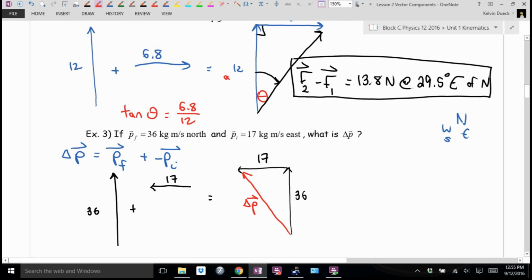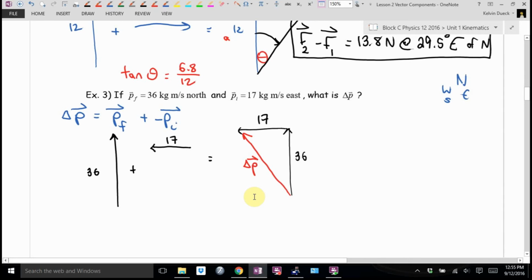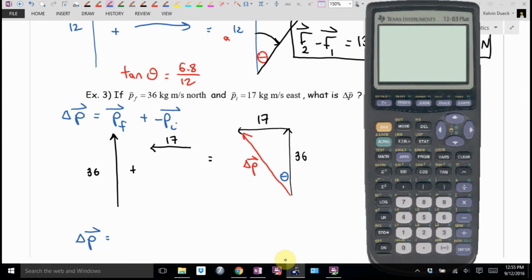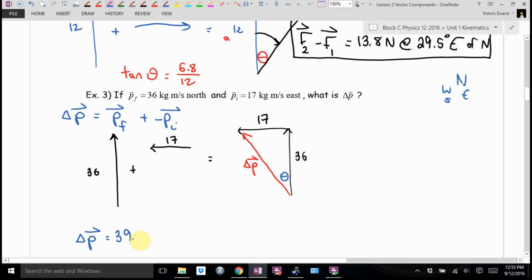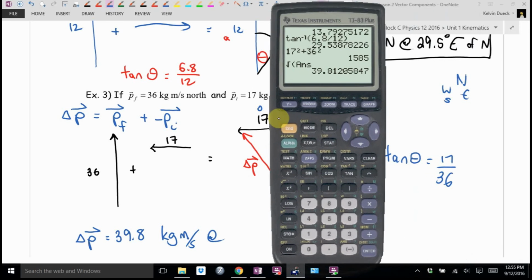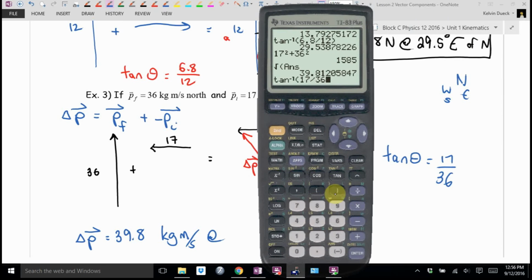What is it? Let's get tricky. Let's do the trig. In fact, if you want to do this on your own, go ahead. I'll do this up here if you get stuck. Also remember the angle is always where it's coming from. So the change in momentum is going to be the square root of 17 squared plus 36 squared, which is 39.8 kilogram meters per second at 25.3 degrees.